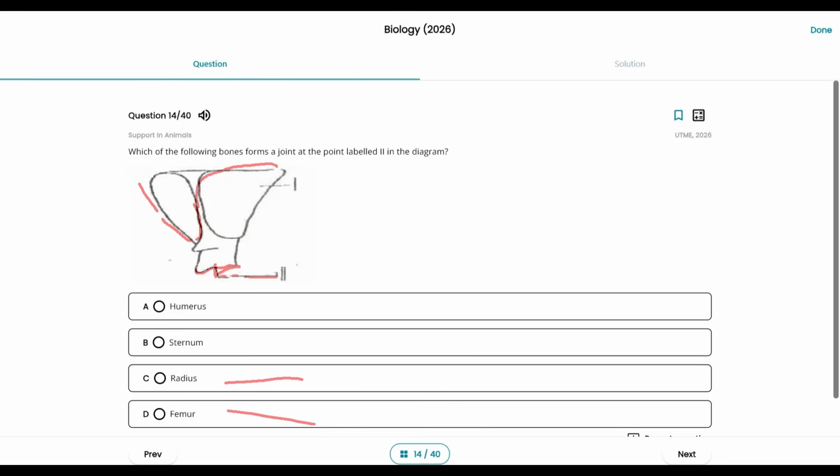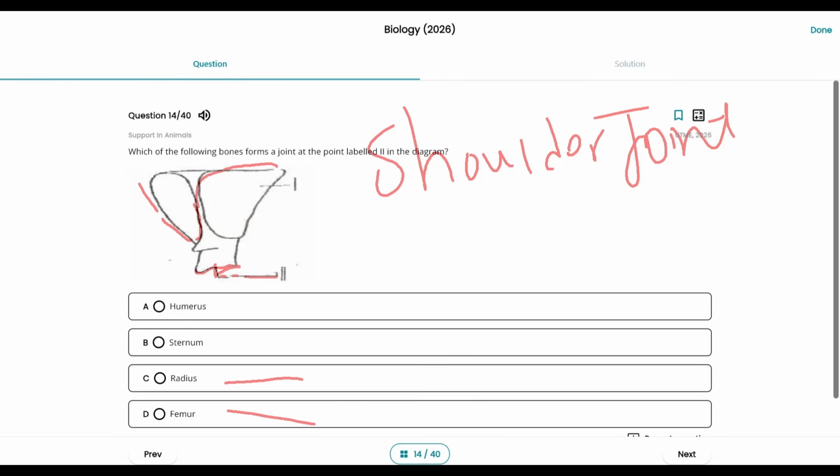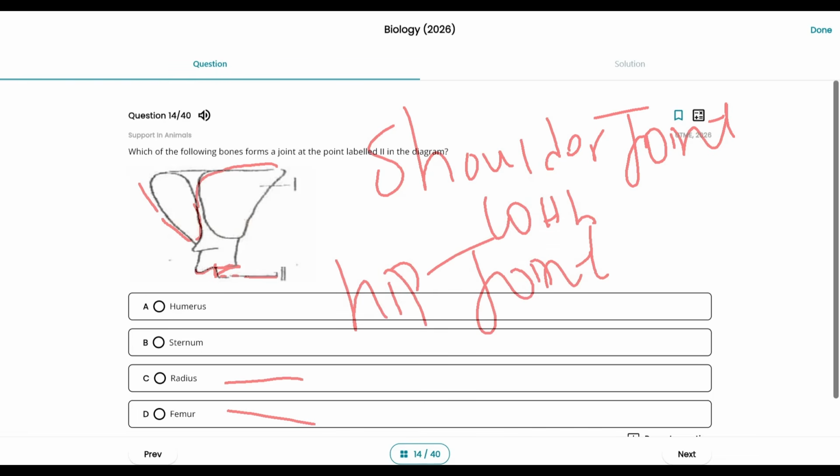Please take note of this. Everything I've been saying, you can jot down. Don't confuse shoulder joint with hip joint. Don't confuse the two, okay?